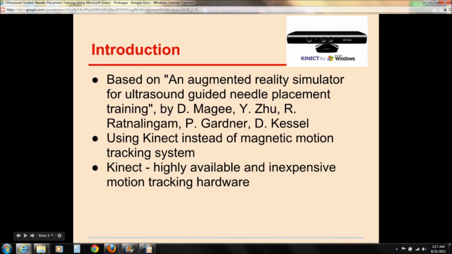In their work, they had used a magnetic motion tracking hardware for detecting the position of the probe and the needle in 3D space. In our work, we are using the Microsoft Kinect instead of the magnetic motion tracking system, as the Kinect is much cheaper, and it provides a decent accuracy for the motion tracking.